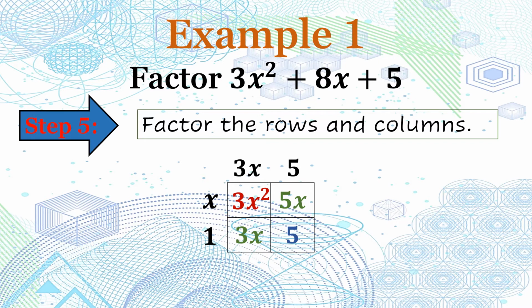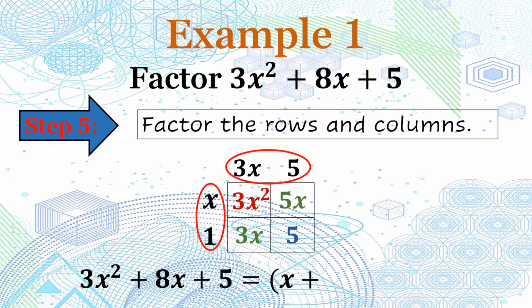Therefore, the factors of 3x squared plus 8x plus 5 are x plus 1 and 3x plus 5. So we can say that 3x squared plus 8x plus 5 is equal to the quantity x plus 1 times the quantity 3x plus 5.